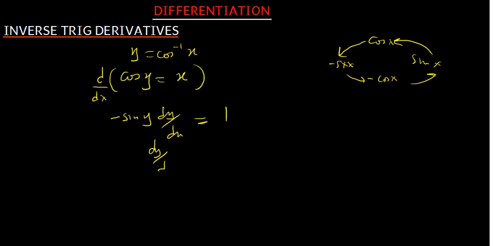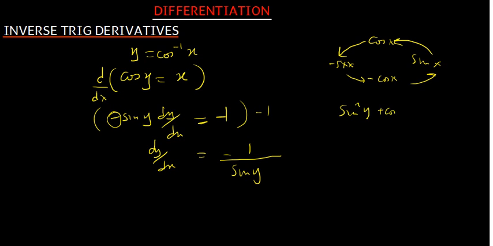So dy over dx is going to be equal to, at this point first we could have just multiplied by negative 1, so that this negative cancels and then the negative comes here. So we've got negative 1, and then we divide now by sine y. So over sine y. Again, from sine squared y plus cos squared y is equal to 1, we can take cos to the other side, and so that will give us sine squared y being equal to 1 minus cos squared y.